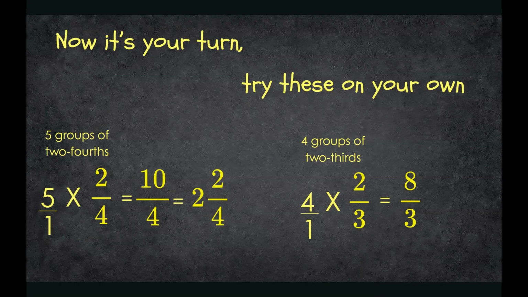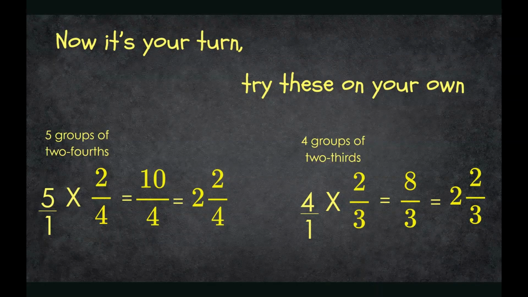And then I'm going to convert that to a mixed number. 3 goes into 8 2 times. That's going to give me 6. 8 minus 6 is 2. And I'm in thirds, so I'm going to keep my denominator a 3. 8 thirds is equal to 2 and 2/3.